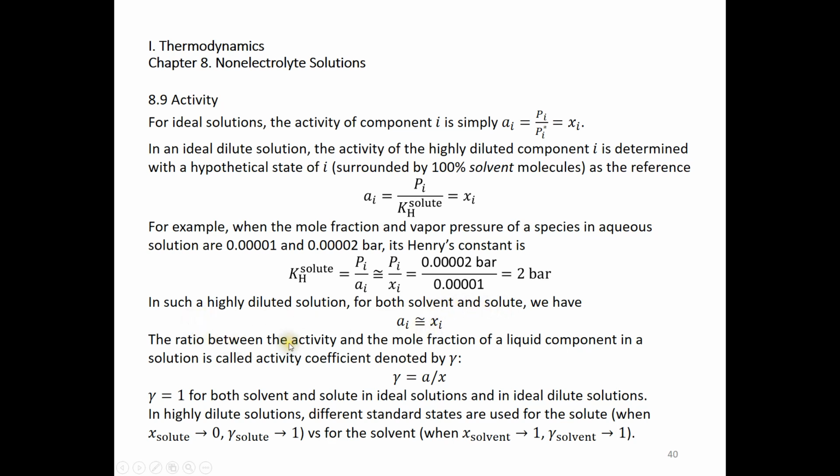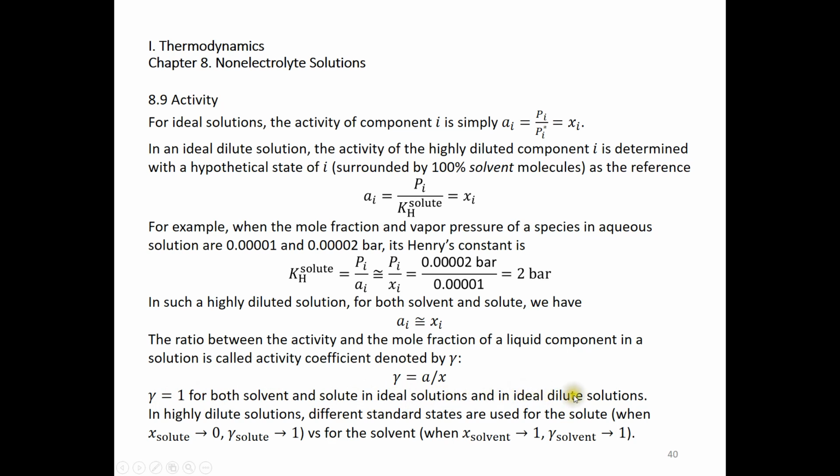The ratio between the activity and the mole fraction of a liquid component in a solution is called the activity coefficient. This is denoted by gamma. Gamma is just the activity divided by the mole fraction. Gamma equals 1 for both solvent and solute in an ideal solution. Alright, that's pretty simple there.